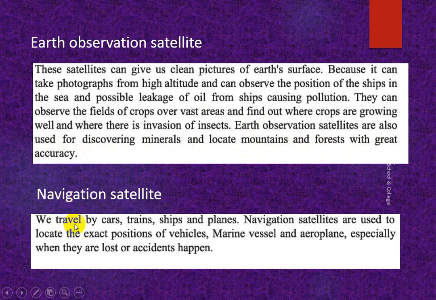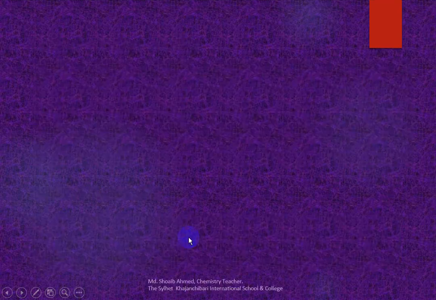Navigation satellites. We travel by cars, trains, ships, and planes. Navigation satellites are used to locate the exact position of vehicles and marine vessels like ships and aeroplanes, especially when they are lost or an accident happens.